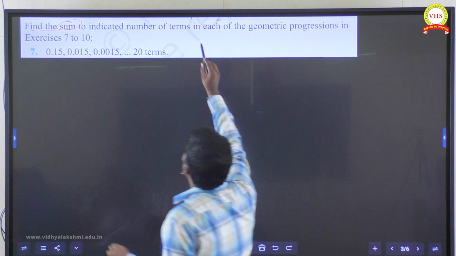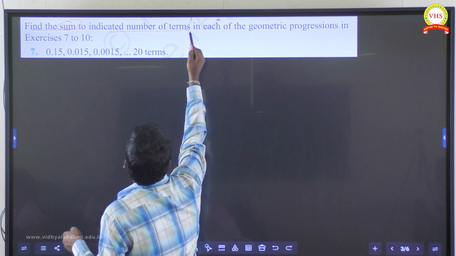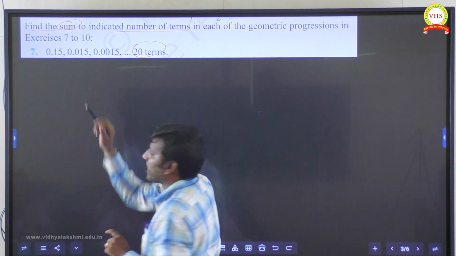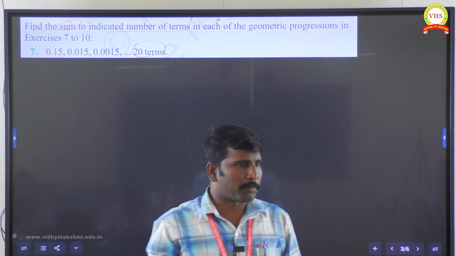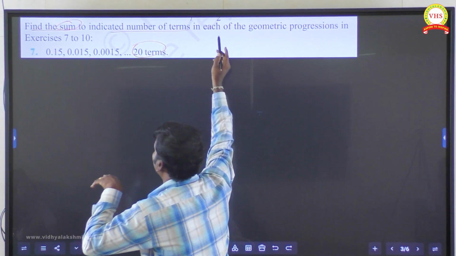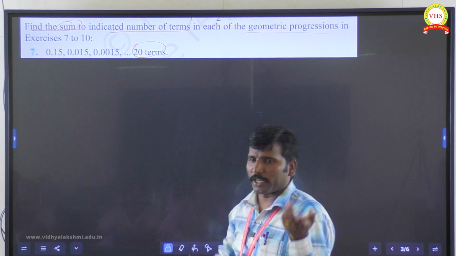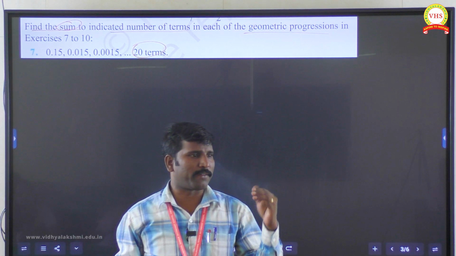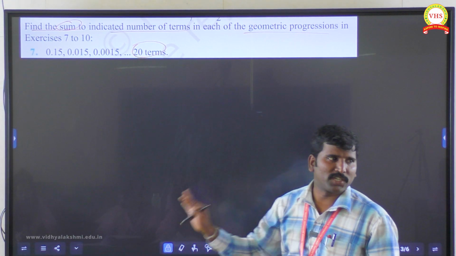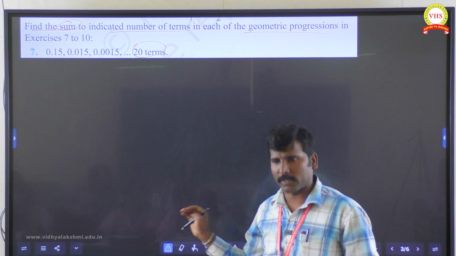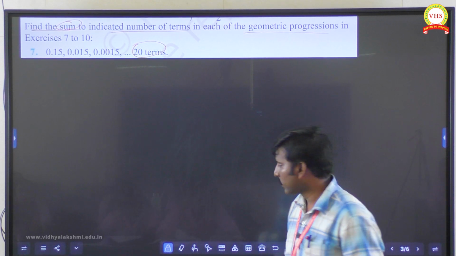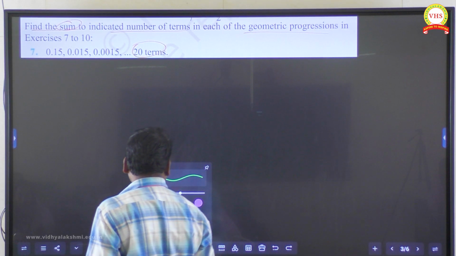Here the number of terms is given. It means it is mentioned how many terms we have, that is n. It seems for each one we have to treat it as a geometric progression. That means each is a geometric progression, so there is no need to check whether the given sequence is a GP or not. It's clearly given as a GP, so no need to check. Directly we can go for finding Sn.